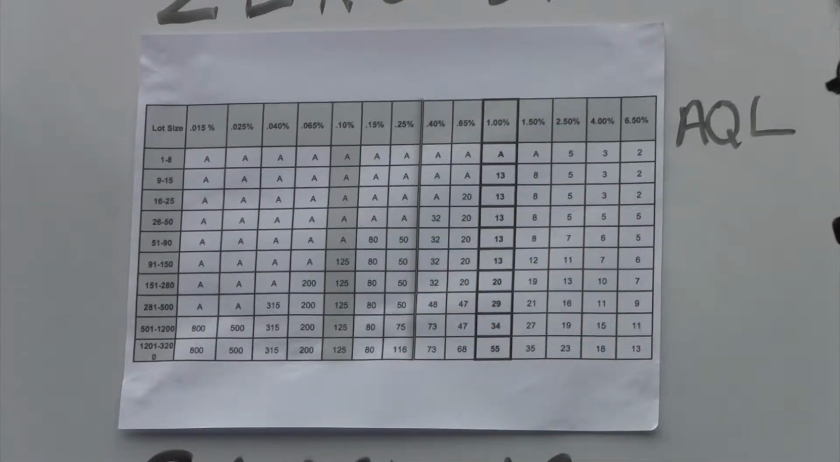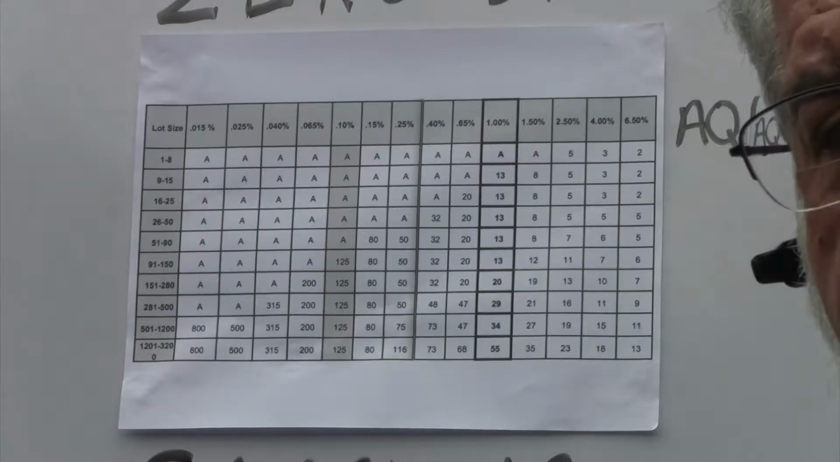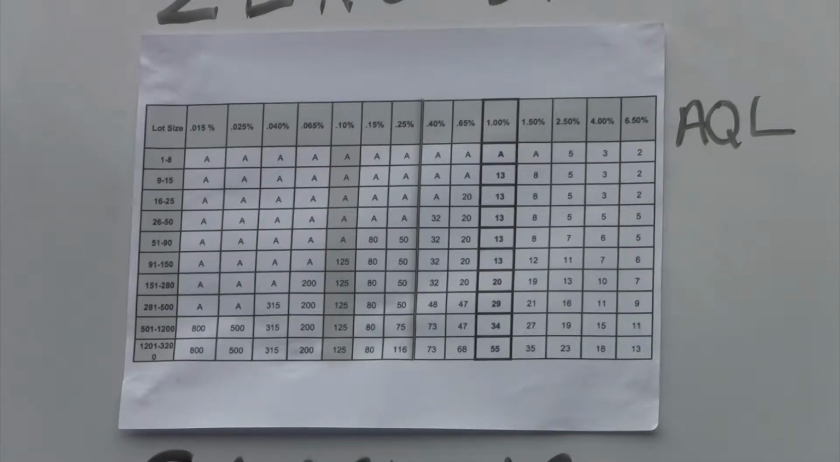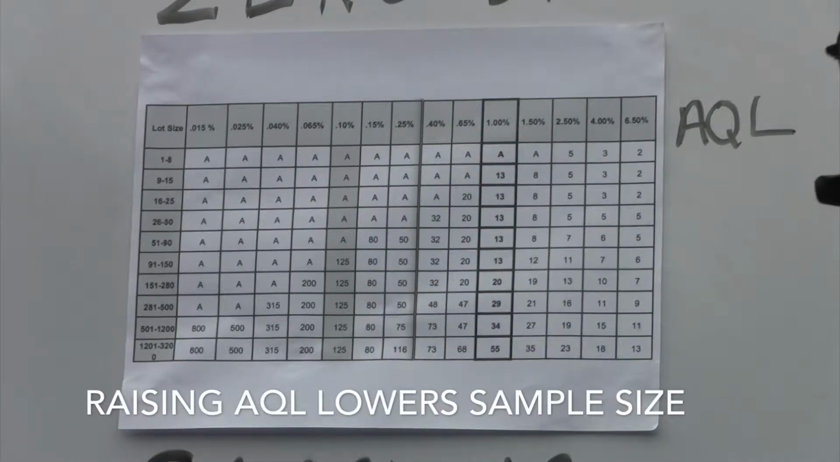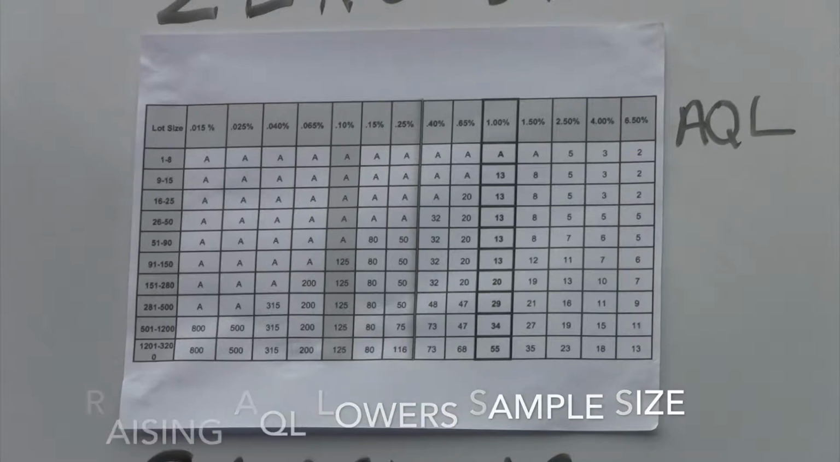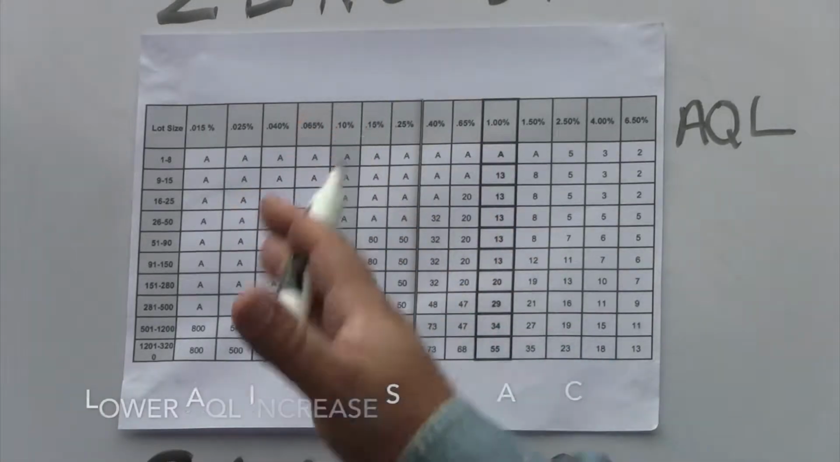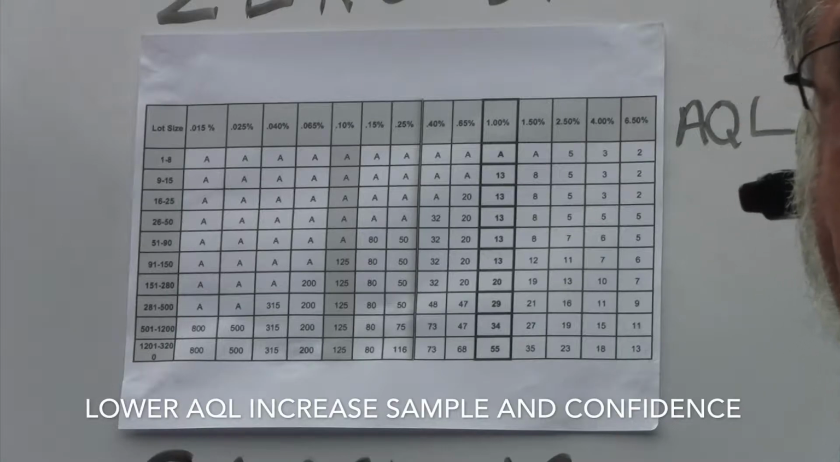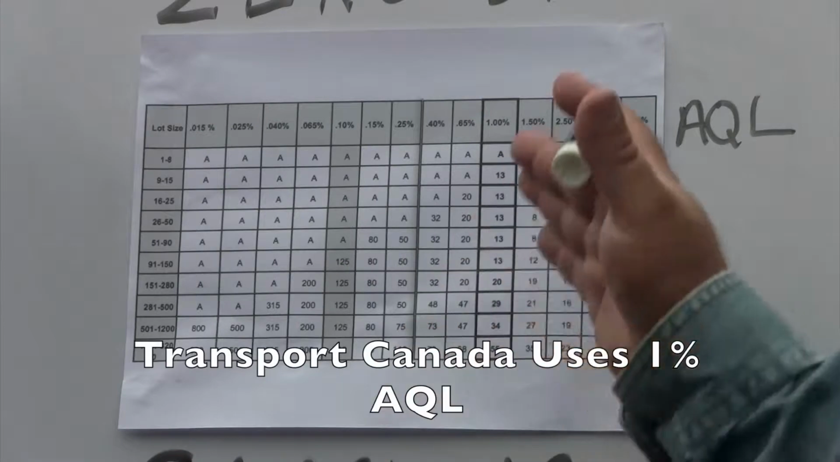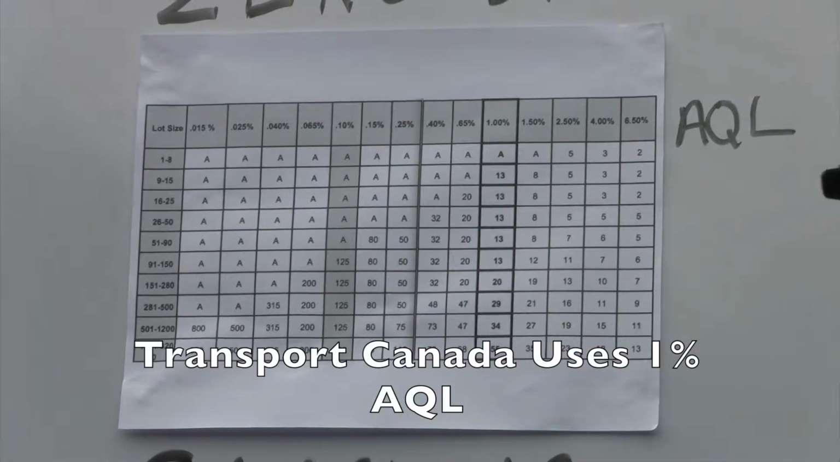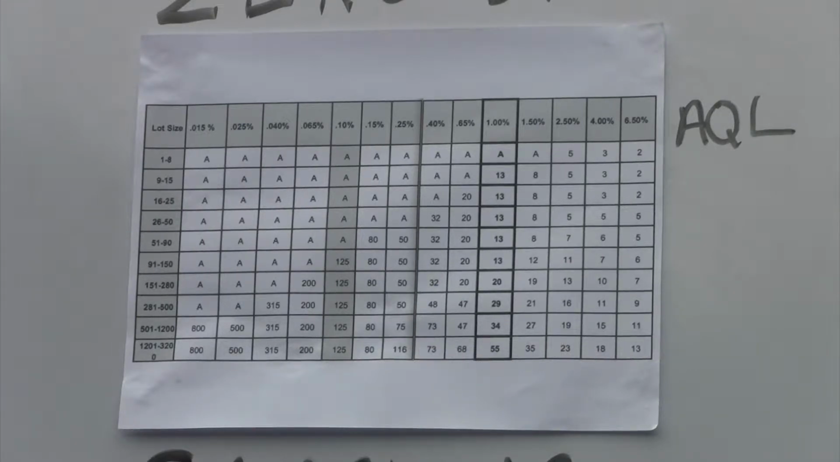It depends. If you're very confident that the lot is a good lot, you can raise the AQL, which lowers the sample size. Or if you want to get more confidence in your sampling, you lower the AQL, and that raises the sample size. But then again, it raises the amount of work that you have to do. So a 1% AQL has been chosen by the government of Canada to perform their sampling of records by Transport Canada. It's also a common AQL that's used in industry.